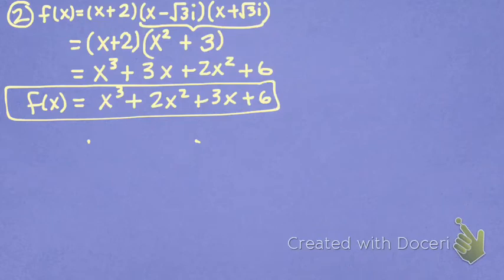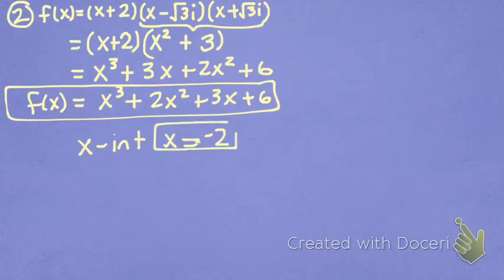And our zeros, from the original factors, the only actual x-intercept is x equals negative 2, because that was the only real zero we had. And then our two complex factors gave us zeros, but they are not, in fact, x-intercepts. The x-intercepts are only the real zeros.